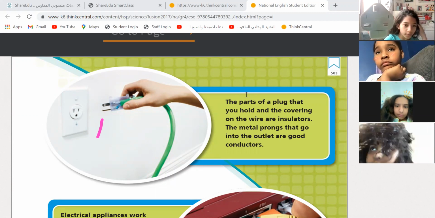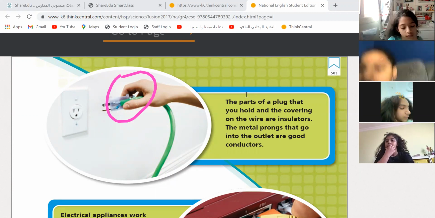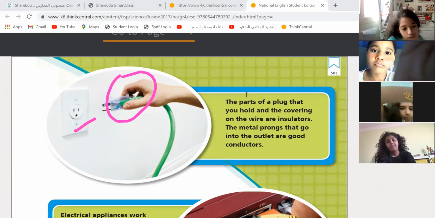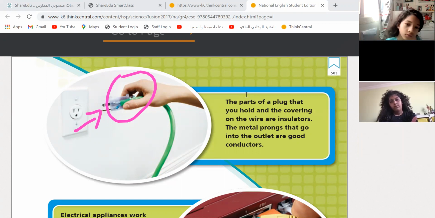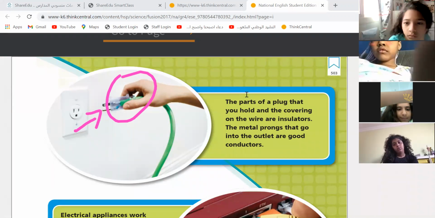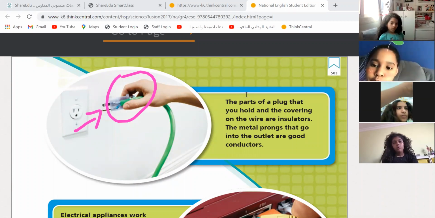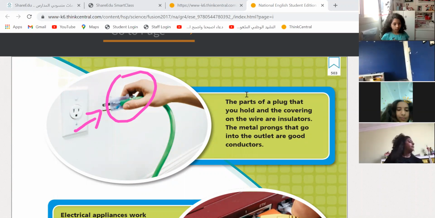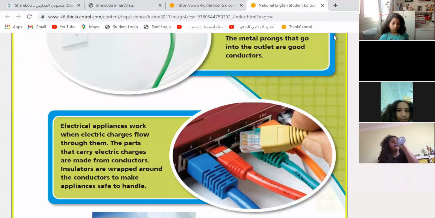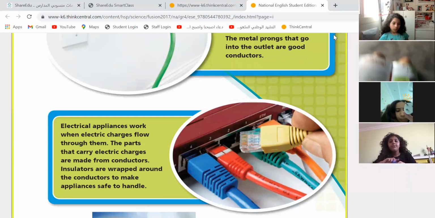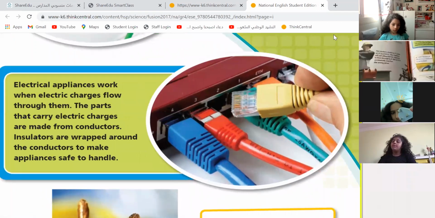That's why the outside part is insulators, but the inside part are conductors, so they can conduct the electricity, pass it through the lamp, and make things work. But from the outside, we need them to be made of insulators, so they can protect us from the electricity flowing. Even these wires, look at these examples.